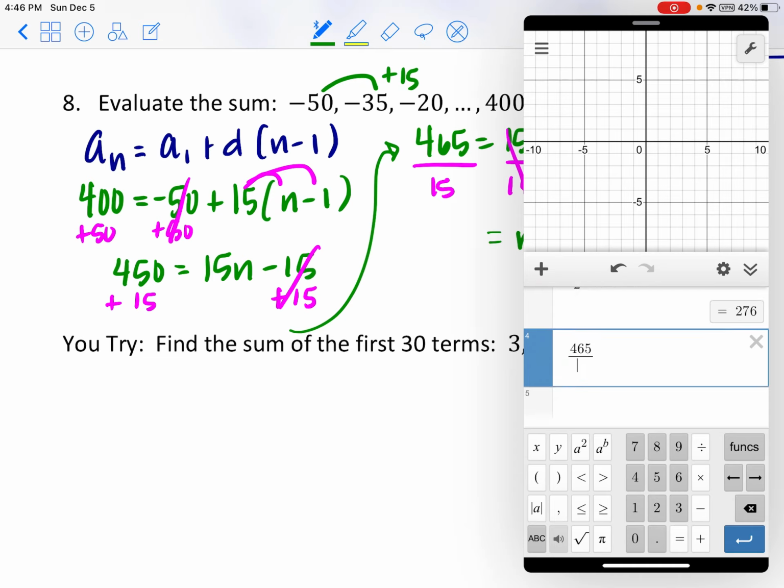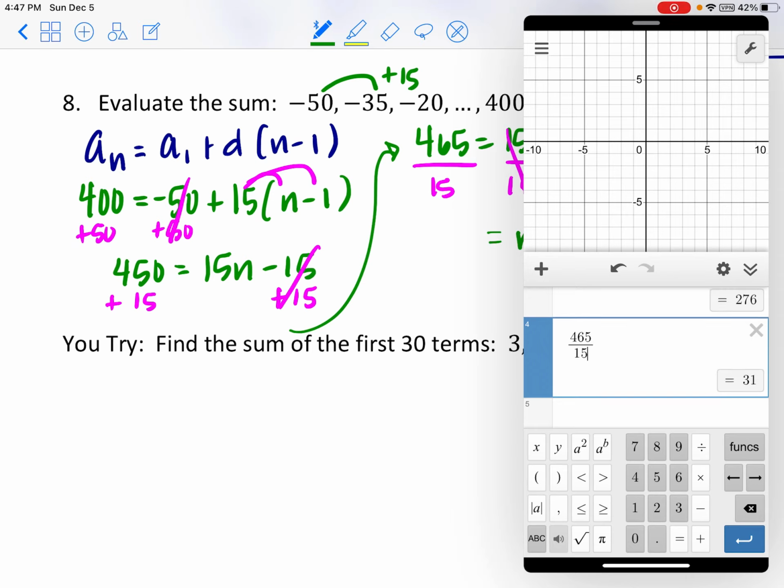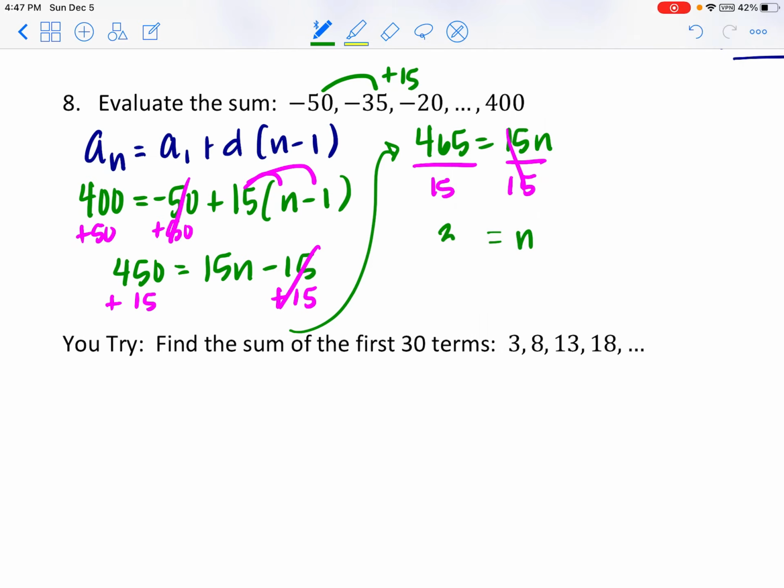465 divided by 15 is, and it better be a whole number because we're not going to have a fractional number of terms in our list. And there it is, 31. So n is going to equal 31. So there's 31 numbers on this list.